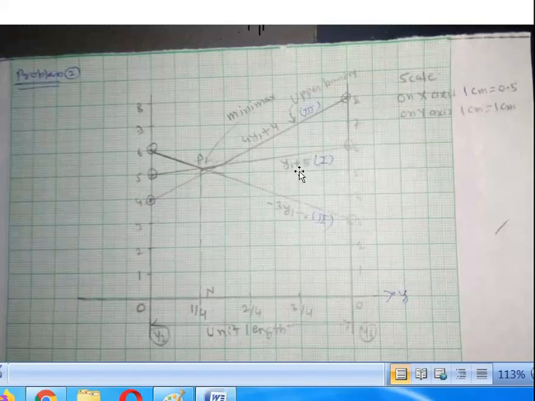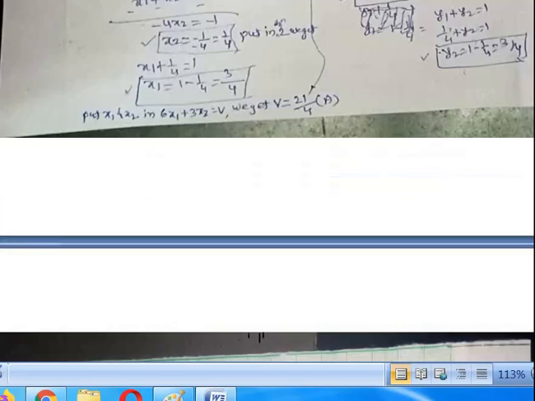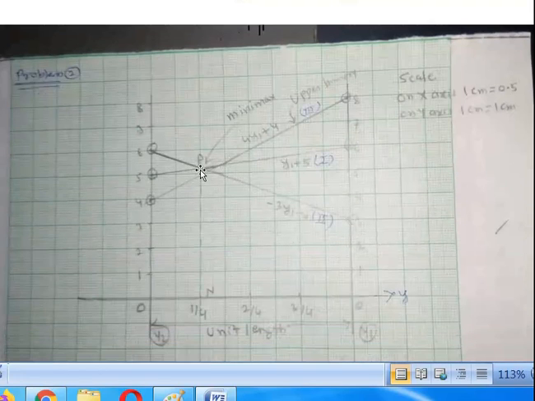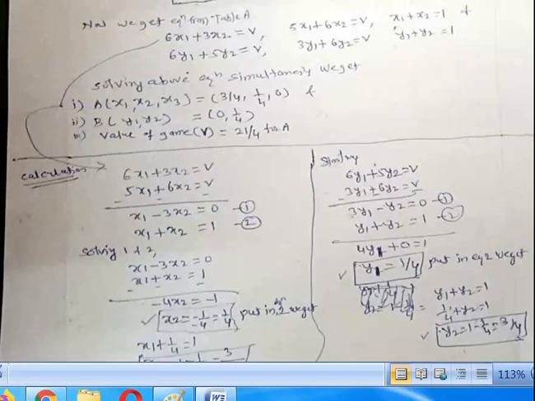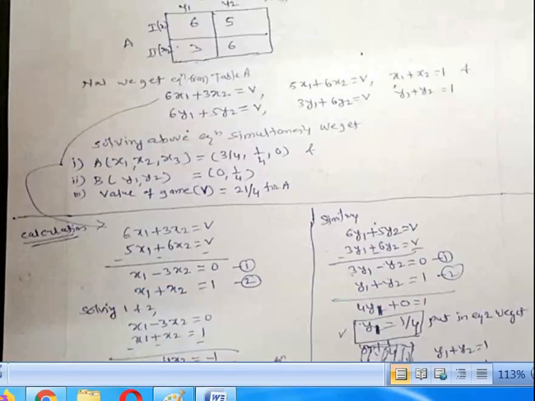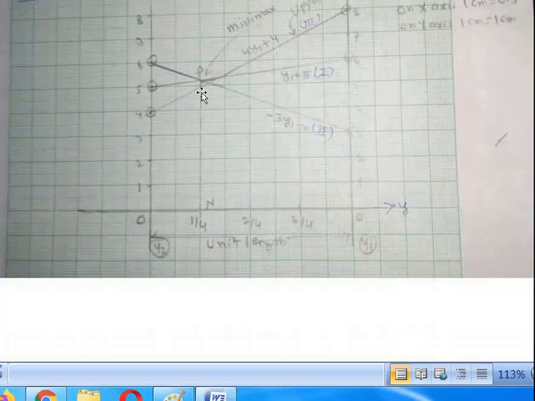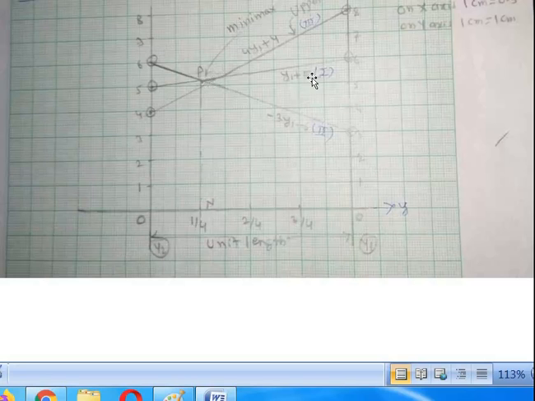Mark a suitable scale, and make the upper boundary dark. The lowest point of the upper boundary is called the minimax, and it is called the upper boundary. This point is the intersection of two lines, that is the first strategy and second strategy. So this is the first line and second line. It is the intersection of these two lines.